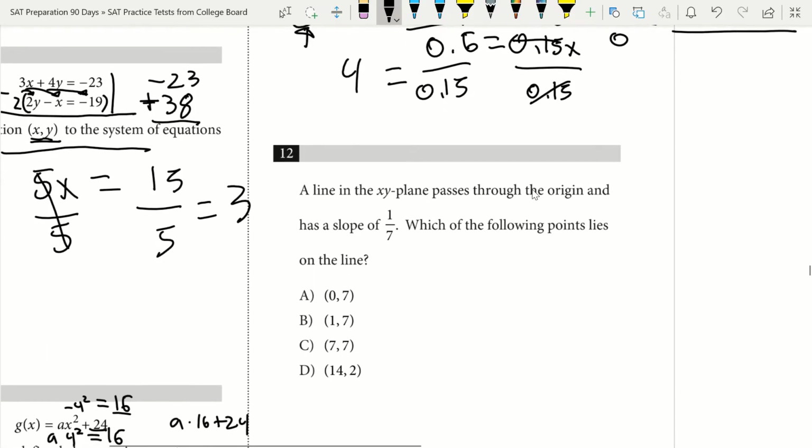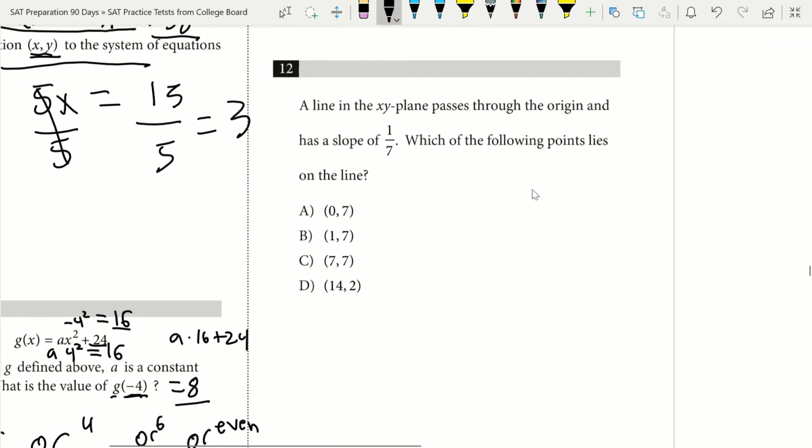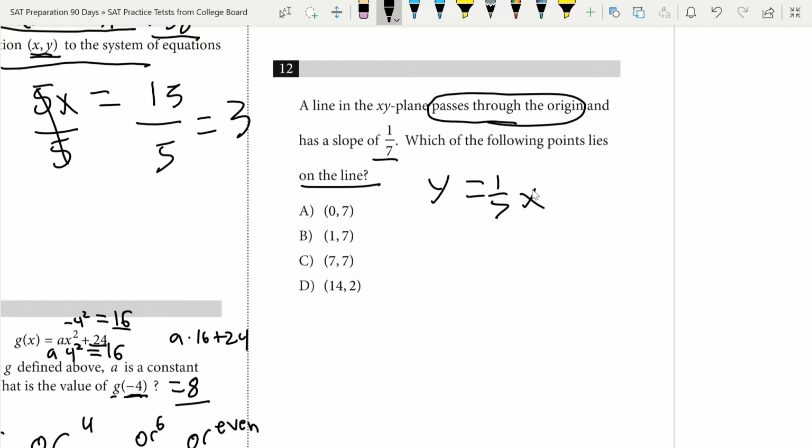All right, question 12. A line in the xy plane passes through the origin and has a slope of 1/7. Which of the following points lies on the line? Well, if I know that I have a slope of 1/7 and I pass through the origin, that's the key part, that means my y-intercept is 0, so it's going to be plus 0, which means that y is just equal to 1/7 x. So now I'm given points.